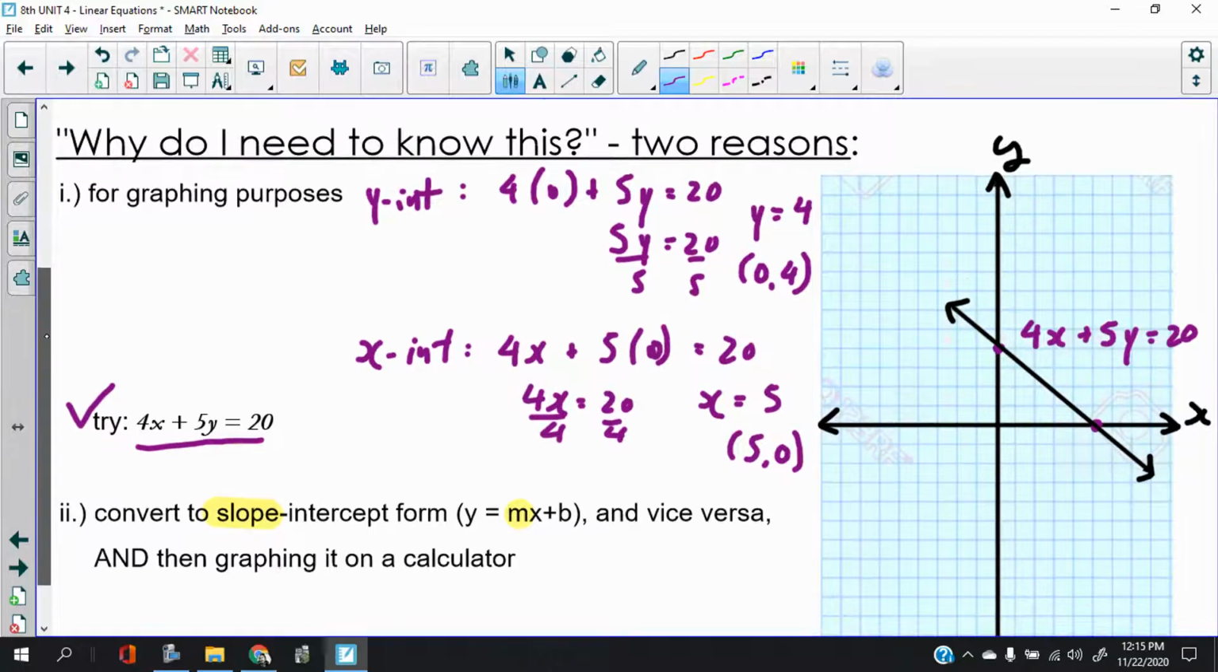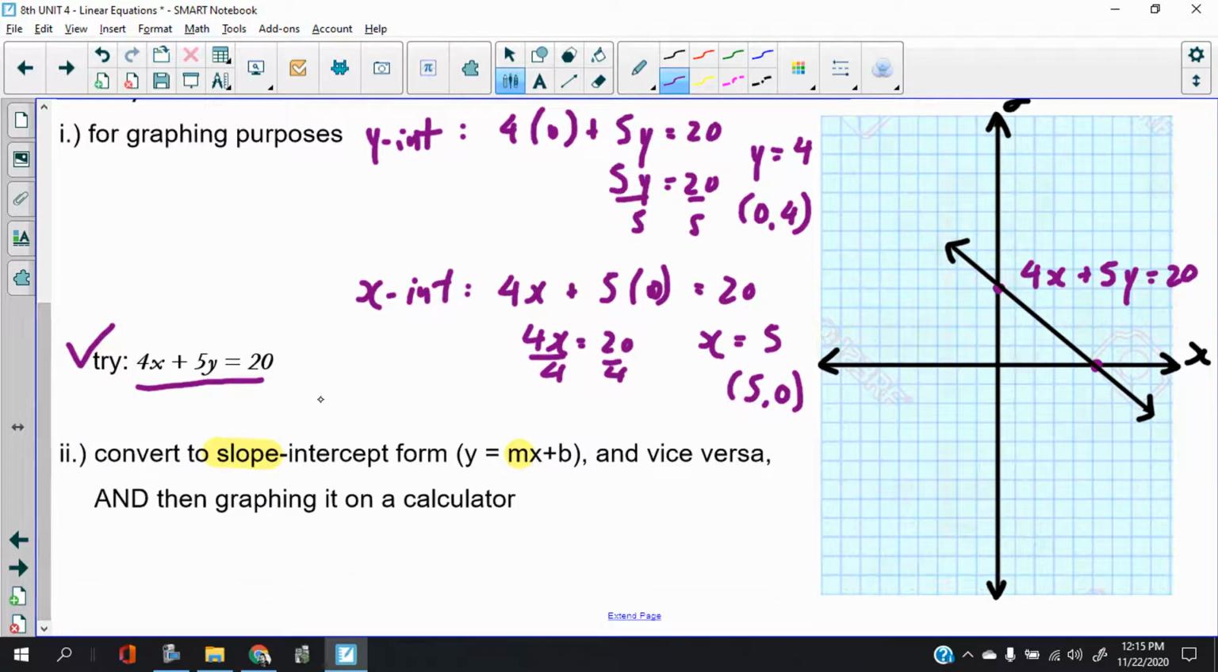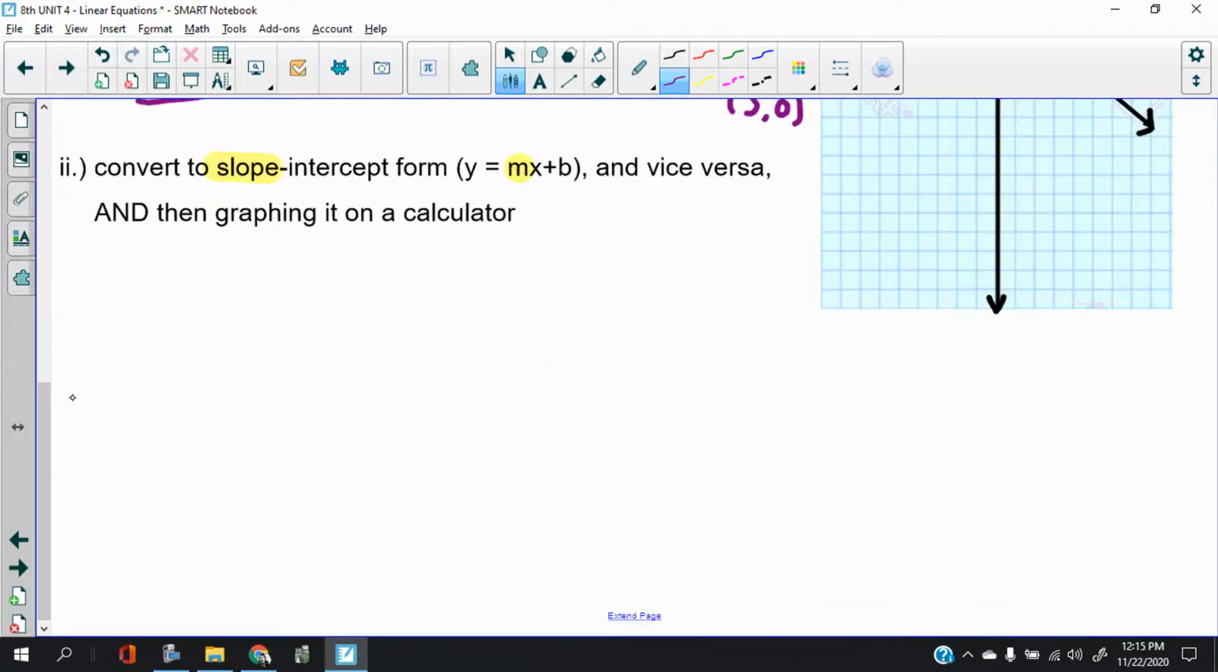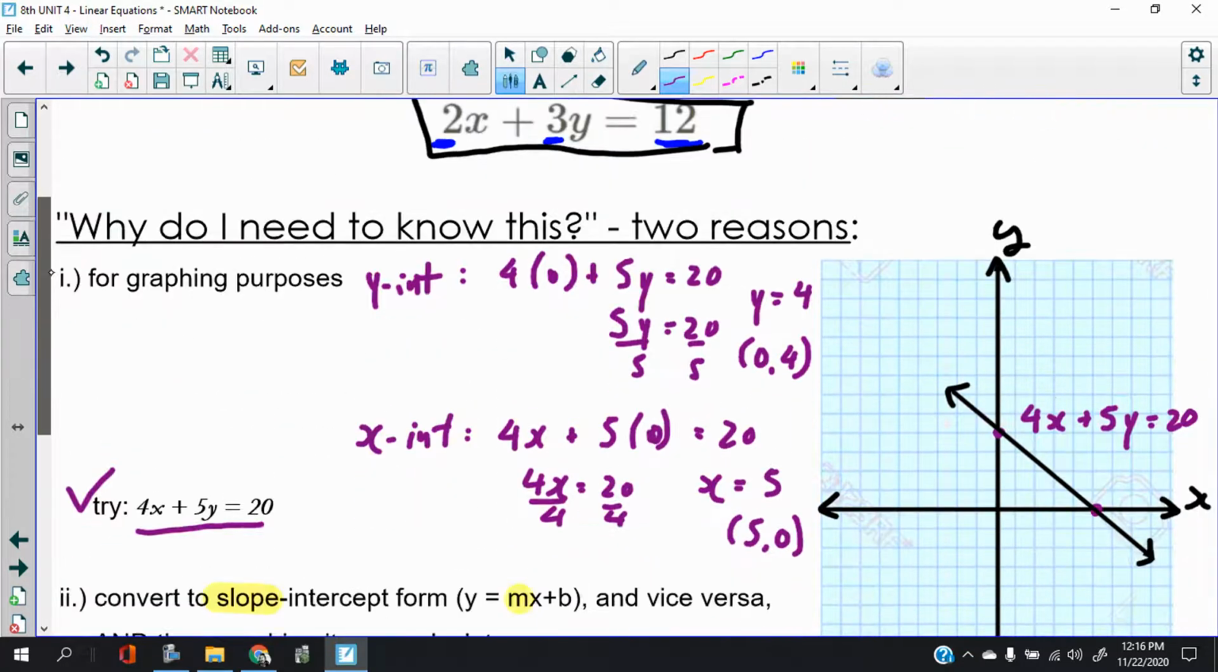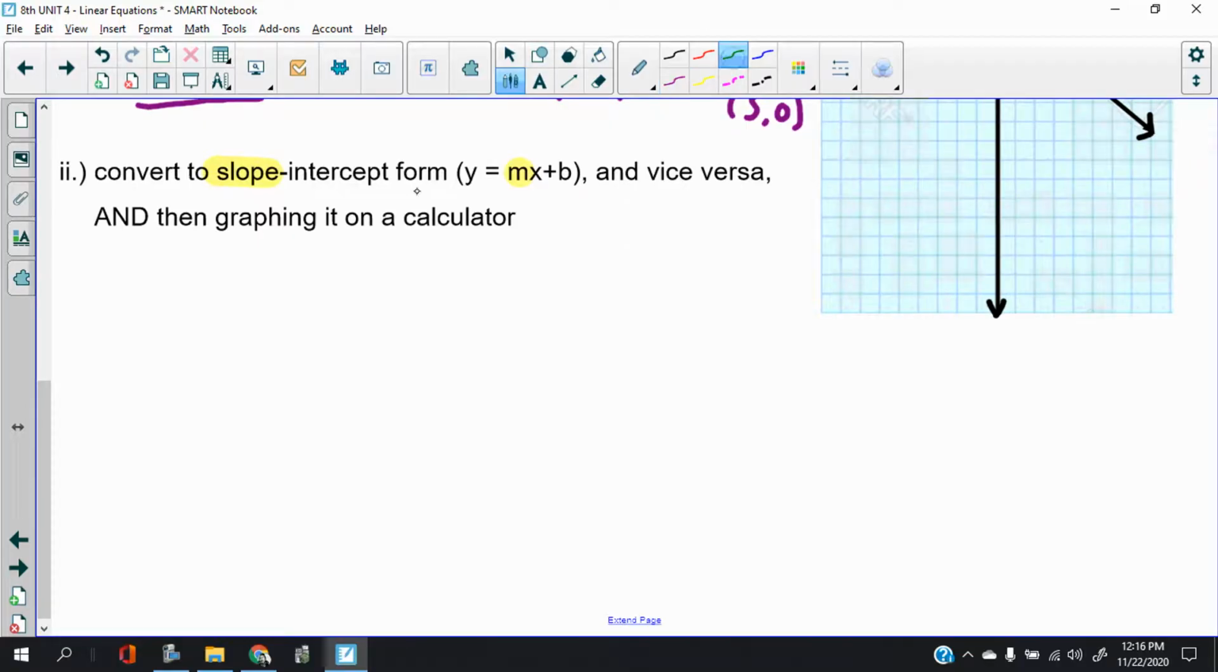Okay, all right, now, what's the second reason for doing this? The second reason is sometimes you have to convert this into slope intercept form, and the regents want you to do this. So let me give you both examples, okay? So 2x plus 3y equals 12. So this is what I mean.